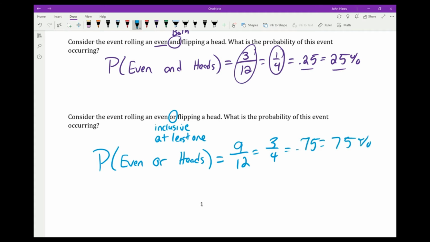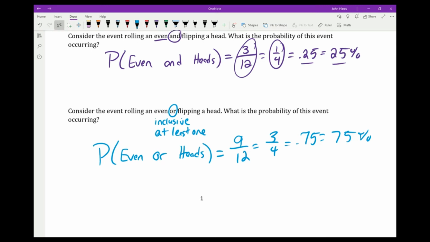Now, which of these is more likely? The closer you are to 1 or 100%, the more likely the event is. A 25% chance event could happen, but it's not as likely as a 75% chance event, which I would assume most likely will happen. It might not, but it most likely will.